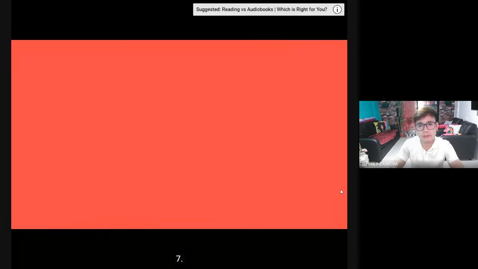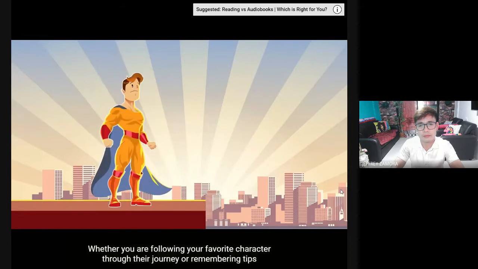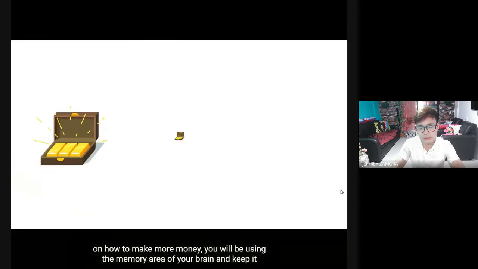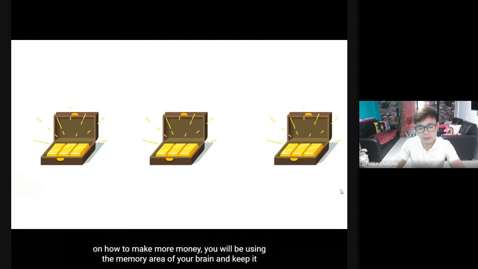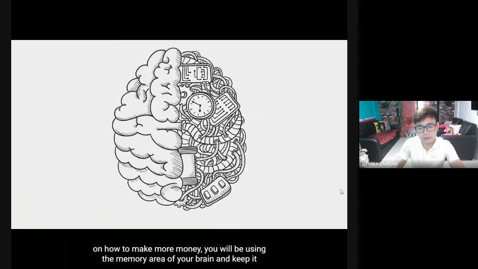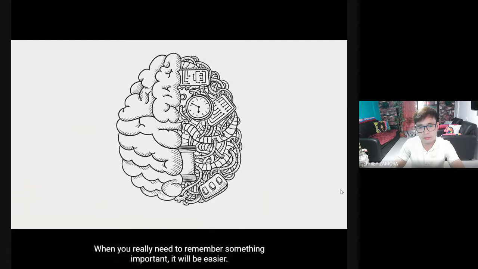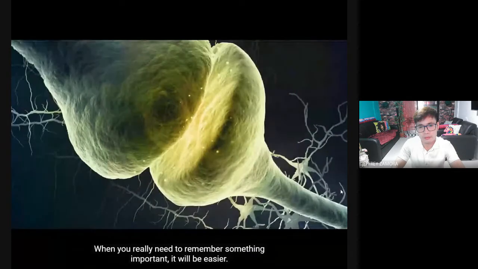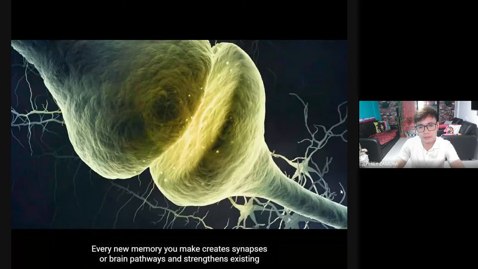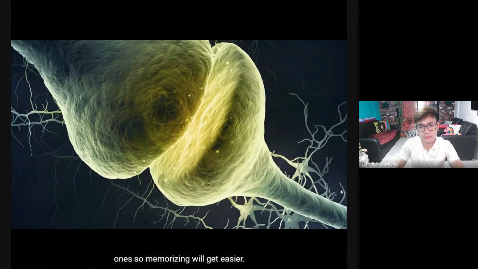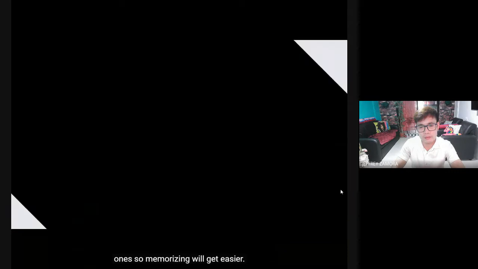7. Reading helps improve your memory. Whether you are following your favorite character through their journey or remembering tips on how to make more money, you will be using the memory area of your brain and keep it active. When you really need to remember something important, it will be easier. Every new memory you make creates synapses or brain pathways and strengthens existing ones, so memorizing will get easier.